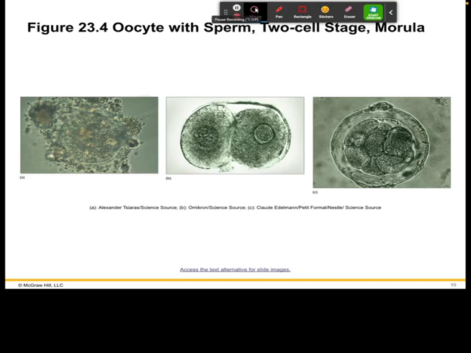Here are some images of what we just discussed. You see how the cells continue dividing. You have the first cell, it breaks off into two, then it breaks off into even more.